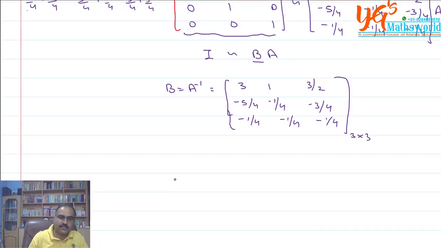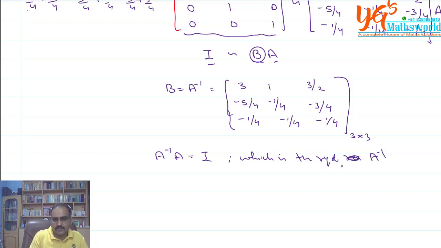Now why we are telling it is A inverse? Because we have studied a property, A inverse into A is always equal to I. So this matrix B will be taken as A inverse, because A inverse into A is equal to I. Hence, which is the required result, the required inverse, A inverse.